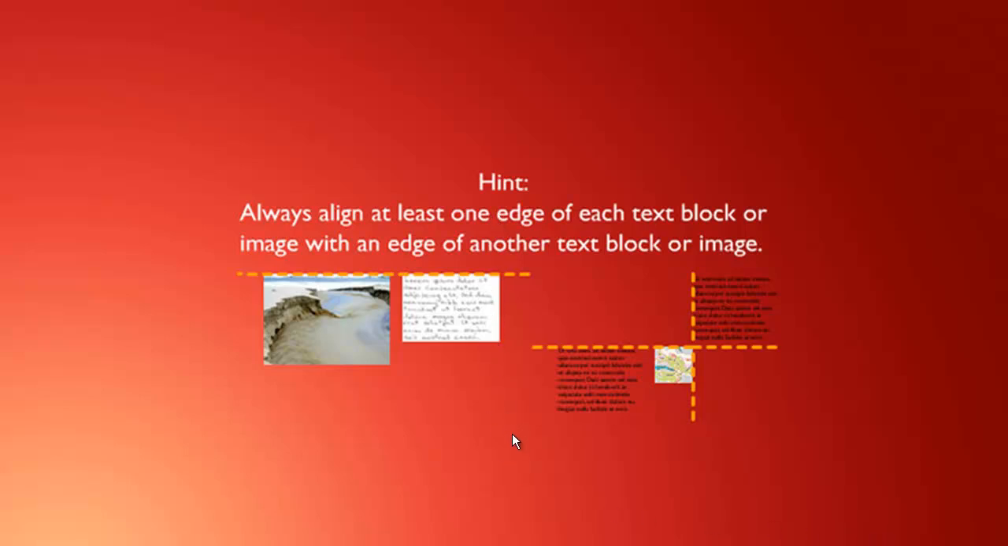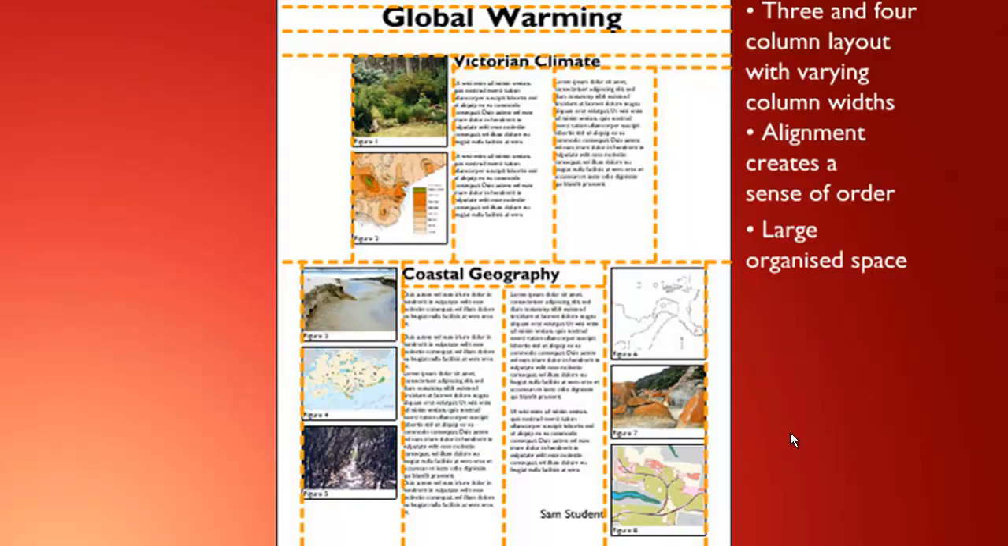A hint if you're using text is to always align at least one edge of each text block or image with the edge of another text block or image. So you can see how they line these edges up, these edges, and then those two edges. When we do that, it becomes easier to read.